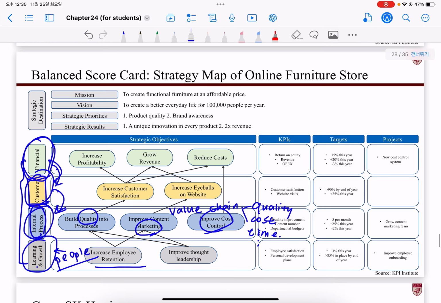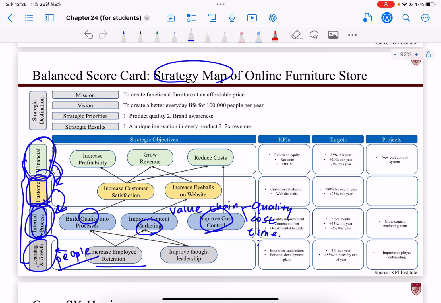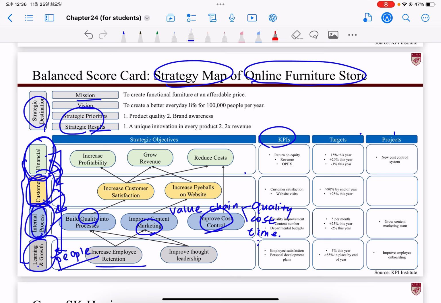This is just to show you one example strategy map. Strategy map shows all of these destinations, strategies, metrics, KPIs, all together. Okay, so this is one hypothetical online furniture company showing mission and vision. This is showing the objectives, right? And the targets. They are broken down into these 4 metrics.